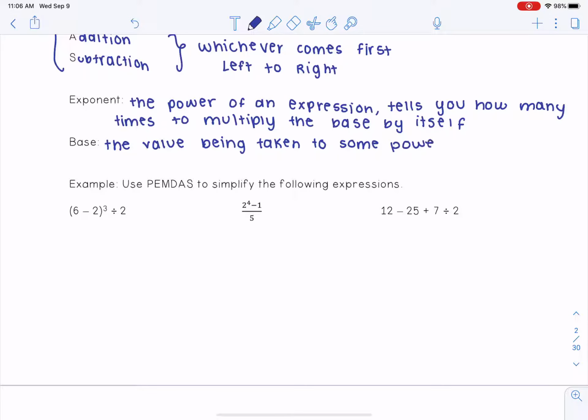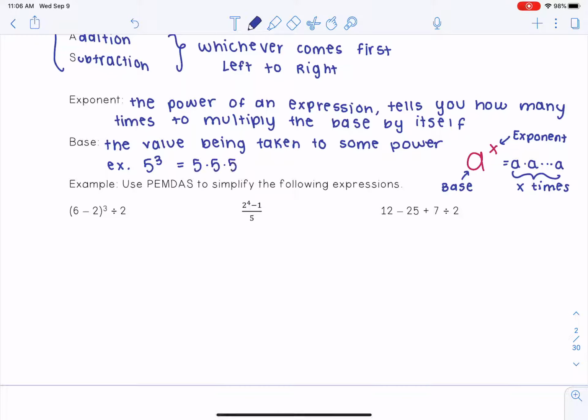So what does that look like? If we have something like a raised to the x, then this x is our exponent, and this a is our base. So it's going to tell us to multiply a by itself x times. So that's like a times a times a, and it'll be x times. So something like 5 cubed is 5 times itself 3 times. So 5 times 5 times 5.